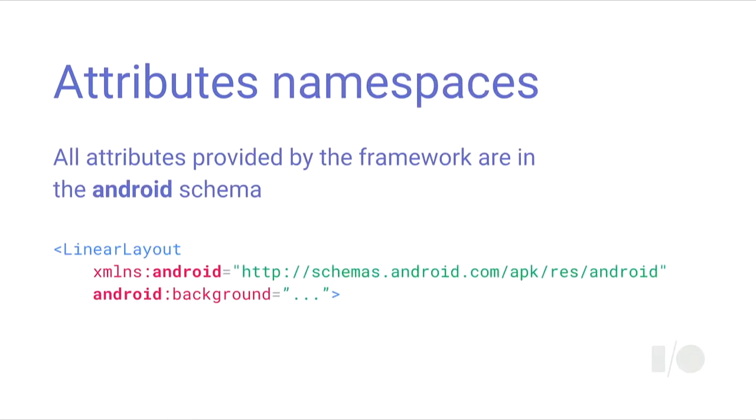So all attributes provided by the framework are in the Android schema, which is why at the top of all of your layouts, you have to declare this namespace. Now, the actual name for the namespace, in this case Android, which is in bold, is just a convention. You don't have to use this. You can name it whatever you want. But I'd advise you to keep using this because it clearly separates what are your attributes and what are Android's attributes.